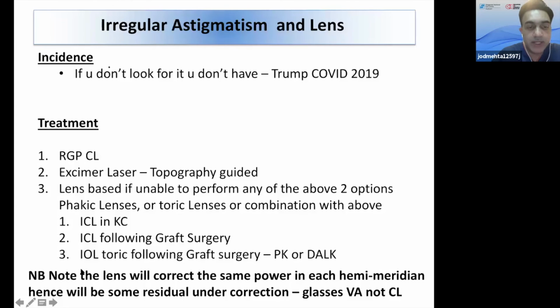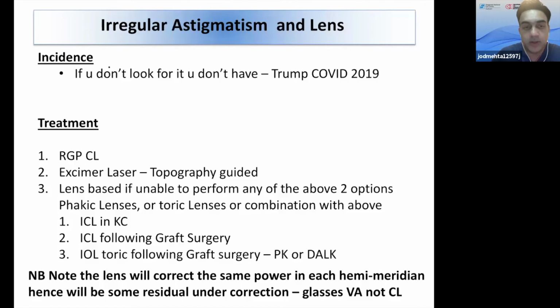The key thing to remember is that the lens itself is going to give you the same power correction in both hemimeridians. Hence, there will be some residual undercorrection, especially if they truly have a lot of irregular astigmatism. So you're only going to try to correct the regular amount of the irregularity, and there will be some irregular astigmatism left over itself. A good idea is to look at what their glasses visual acuity is.